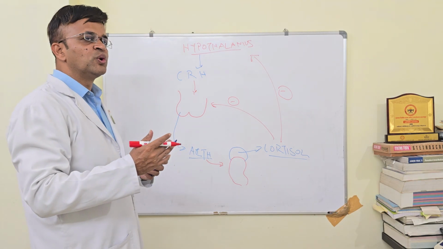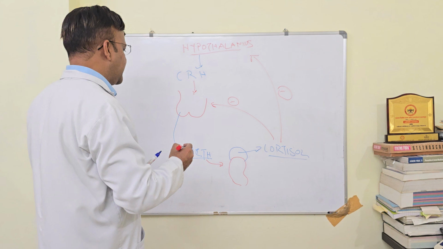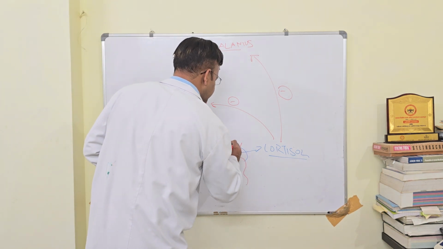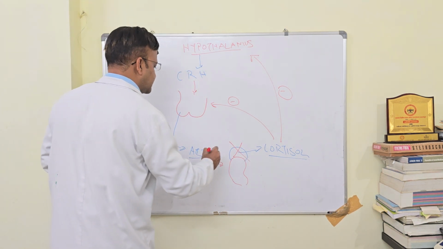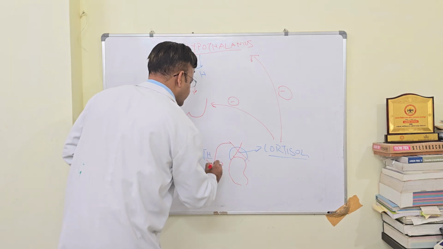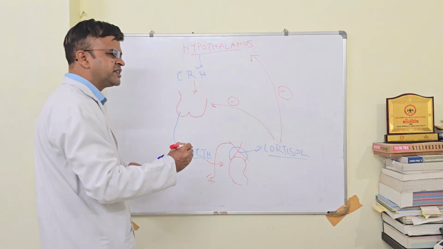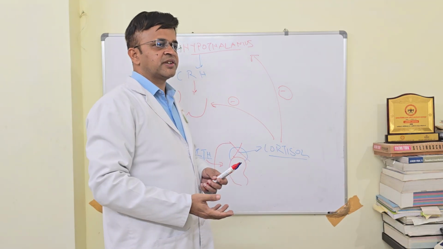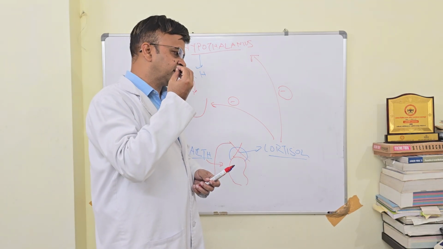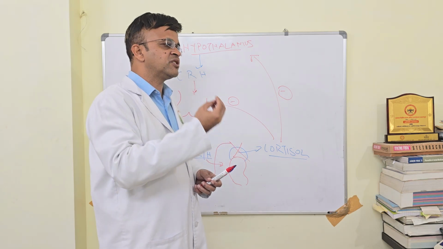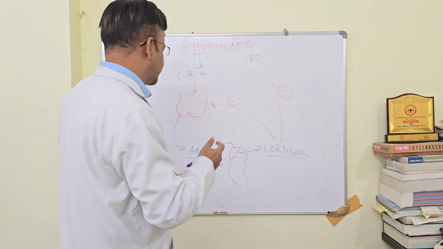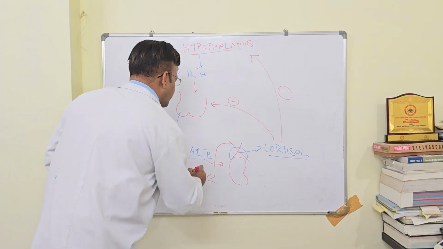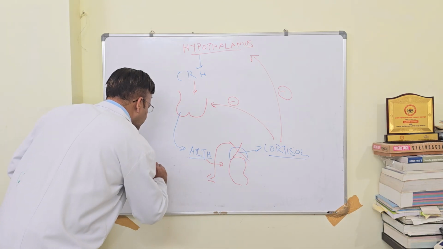Now, what exactly goes wrong in Addison's disease? In Addison's disease, this organ, the adrenal cortex, is hypofunctioning. It may get damaged due to a multitude of reasons, like it may be infected with tuberculosis, or it may get affected by hemorrhage or metastasis. Multitude of reasons it can get affected, right? So for some reason it is hypofunctioning or not functioning.